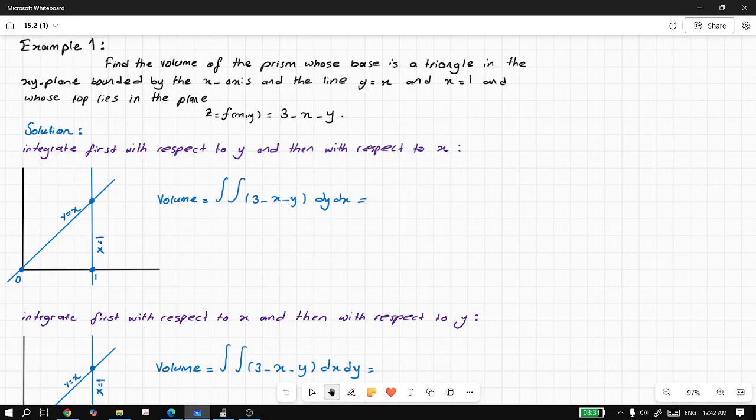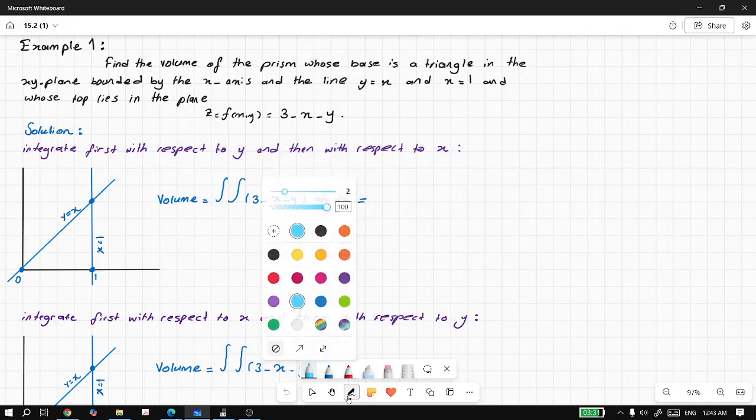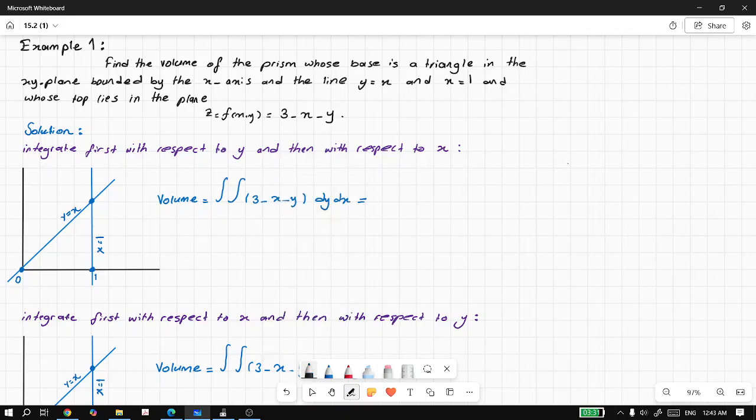We are going to draw this region and see how we will work on it. So here I've written the example here. Okay, so the lines that we have got are the x-axis, y equal to x, and x equal to 1. Of course, drawing this region is very easy for you.